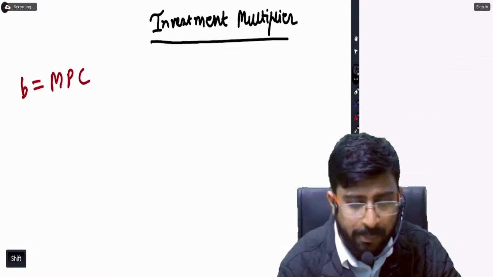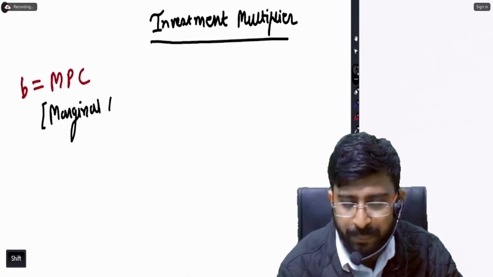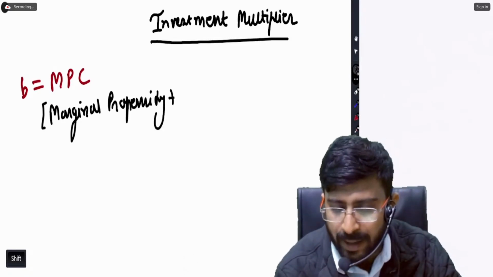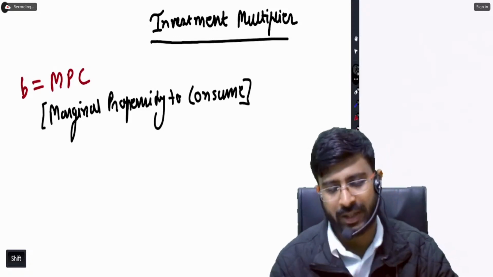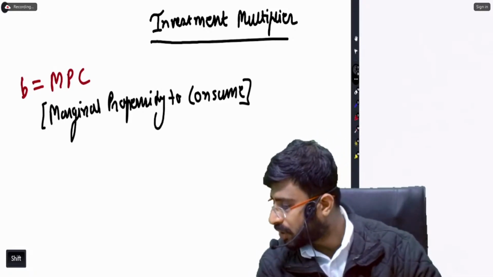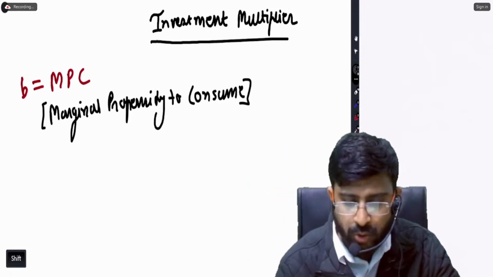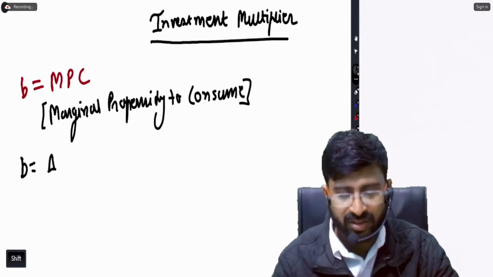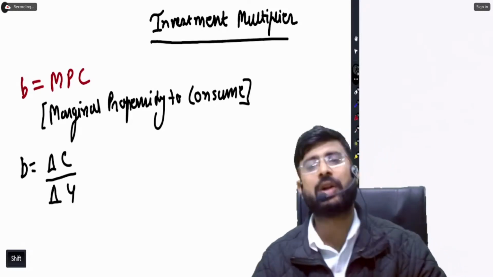What is MPC, sir? MPC, my dear students, is marginal propensity to consume. I hope you remember that. Sir, how is MPC computed? We have forgotten. Let me explain this. MPC is equals to, you all would remember, change in consumption by change in income. I hope you all remember this.